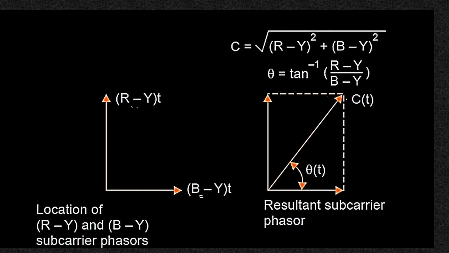This amplitude, the C, shows the saturation of your color. In very simple words, this is the color, and this phase shows the hue of your color. So if a phase error is there, there will be a change in the hue. If an amplitude error is there, there will be a change in the color or saturation of your signal.